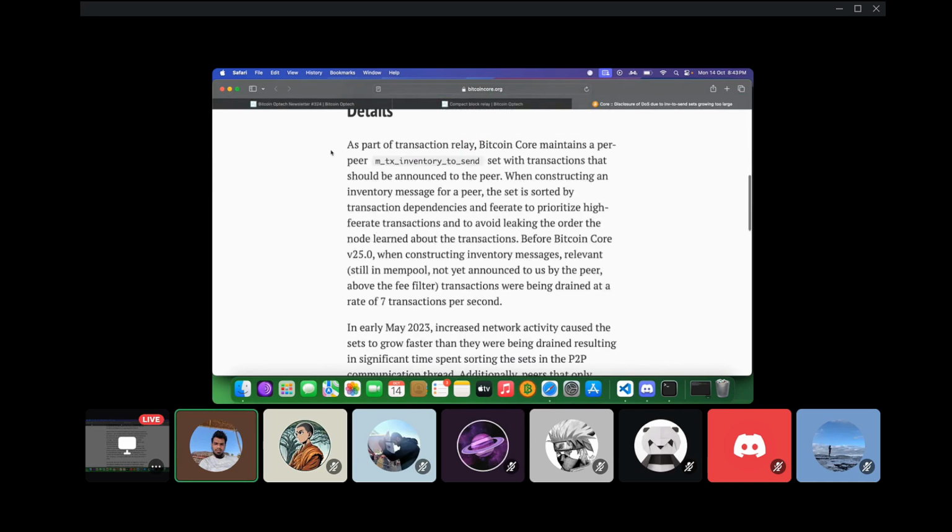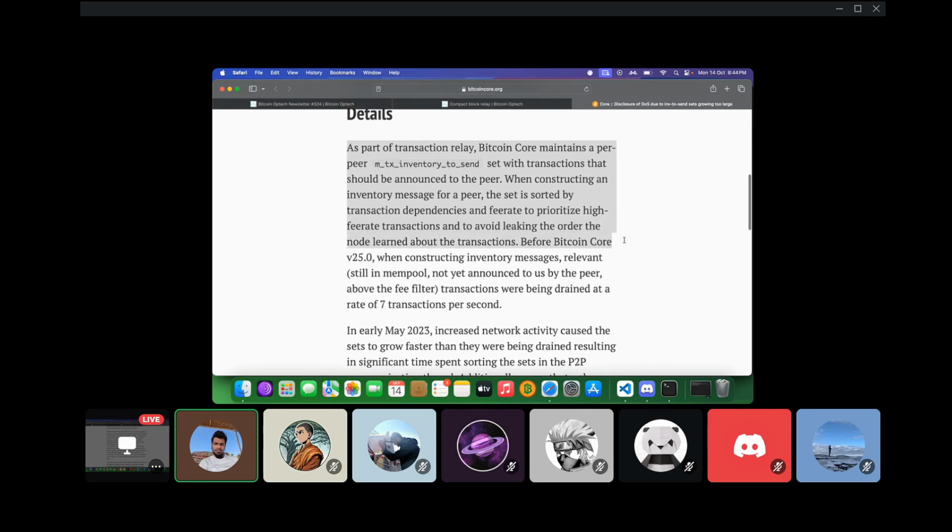All right. As part of transaction relay, Bitcoin Core maintains a per-peer variable, m_tx_inventory_to_send. So for every peer, you maintain a set of transactions that you have to send to that specific peer, taking into consideration the transactions that you believe the peer does not already have. Set with transactions that should be announced to the peer. When constructing an inventory message for a peer, the set is sorted by transaction dependency and fee rate to prioritize high fee rate transactions and to avoid leaking the order in which the node learned about the transactions.